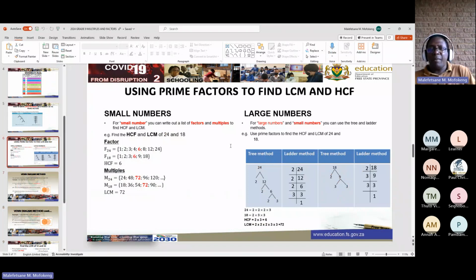Now, for large numbers, or a large number and a small number together, you can also use the tree diagram or the ladder method. Use prime factorization, that is, use the prime factors to find the highest common factor and the lowest common multiple of 24 and 18. Here are the two methods that I spoke about: this is how the tree method goes, and the ladder method, and the tree diagram of the other number goes that way.